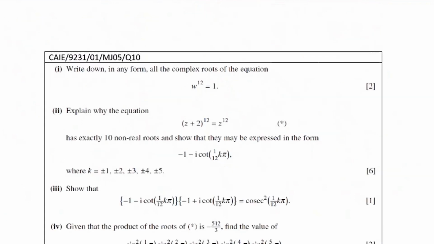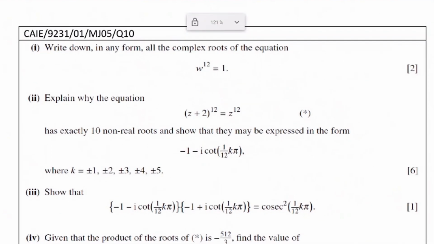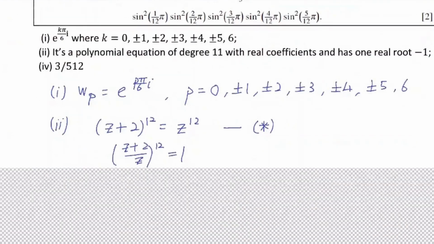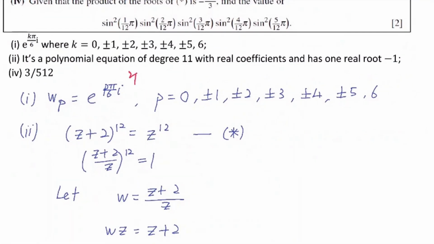Next, this question is a bit long. Let's see. Write down in any form all the complex roots of this equation, which is w to the power 12 equals 1. Very easy. We can write this as 2p pi over 12 for the angle here, so we can simplify to become p pi over 6. Again, our p we can write from 0 to 11.